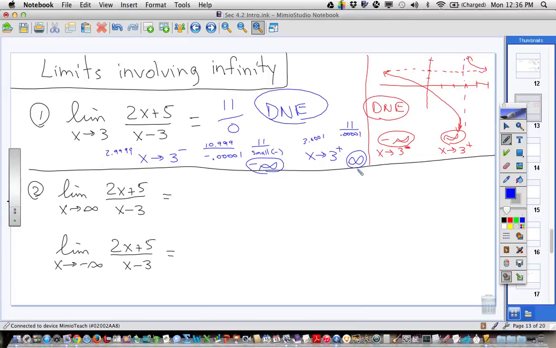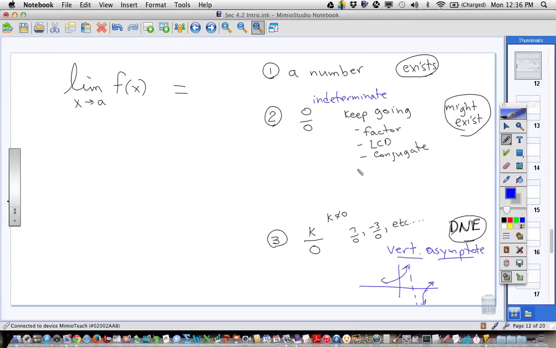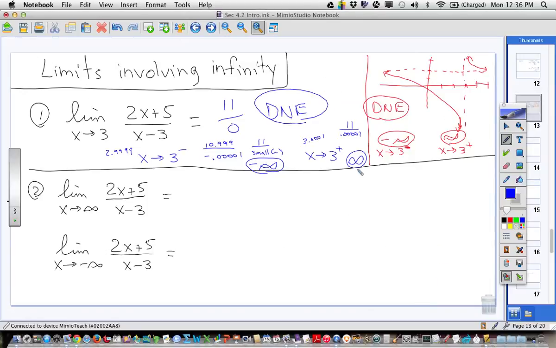The key is understanding from this page, if you plug in and get 11 over 0, you understand you're looking at a vertical asymptote situation. You're looking at it does not exist. So you've got to check the left and the right. This is just a little bit of an extension from what we've already been doing in Chapter 2. In Chapter 2 we just stopped with does not exist. Now we're investigating a little farther. All right, now, let's talk about number 2 here.